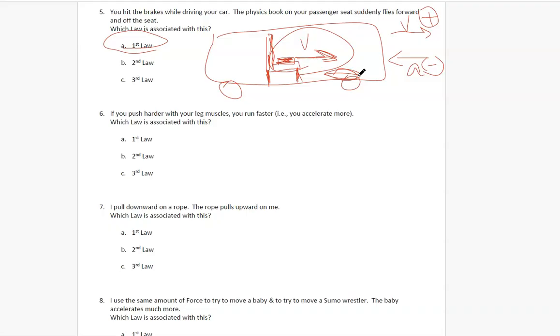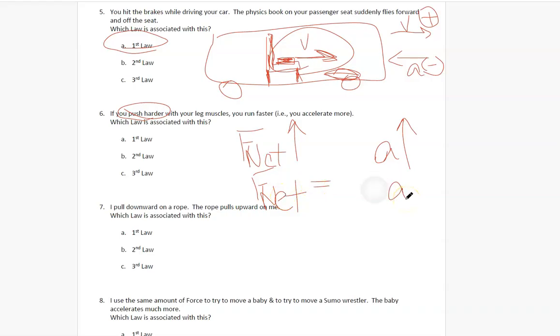All right. Number 6, if you push harder with your leg muscles, you run faster, meaning you accelerate more. Which law is associated with this? Okay, well, this is a situation where pushing harder literally means you're increasing the net force that you're using on your legs, which will be pushing on the ground. That net force goes up. Well, it's saying the acceleration goes up. Well, that is a direct consequence of Newton's second law.